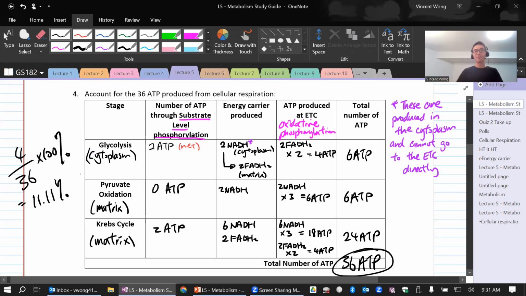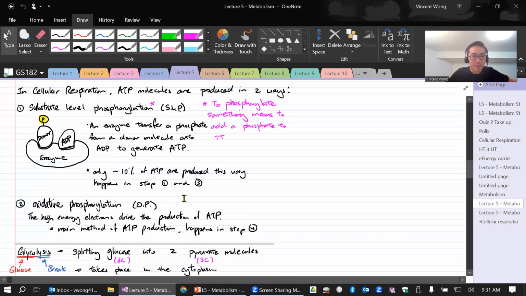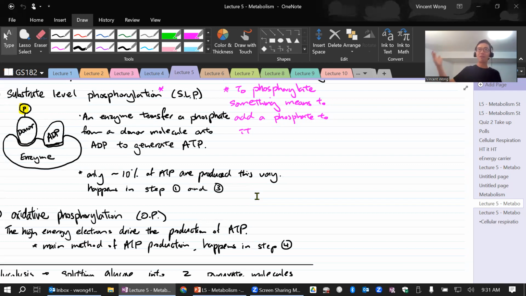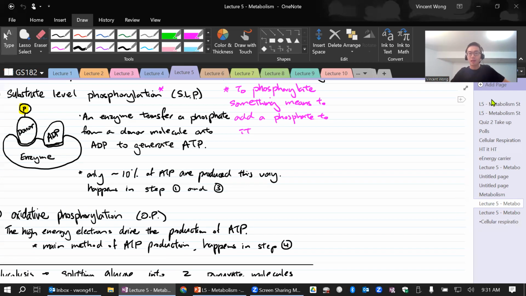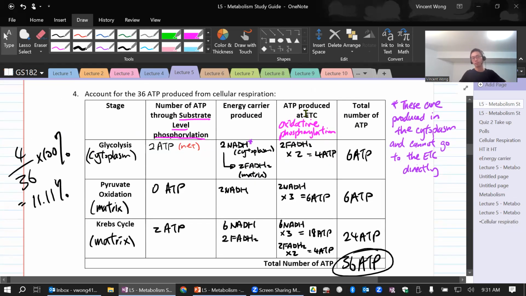What did I tell you last time? I think I told you only about 10% of the ATP are produced this way. To be precise, it is 11%, but 11.11111 is a hard number to remember, so I just round it down and say 10%. But now you know, not a lot of ATP are produced through substrate level phosphorylation. It's not a common method. Most of the ATP, in fact the remaining 32 ATPs, are produced by oxidative phosphorylation.